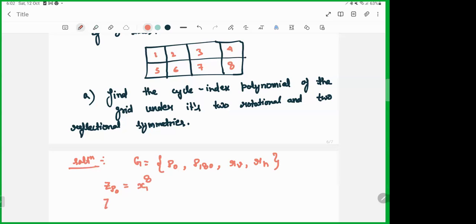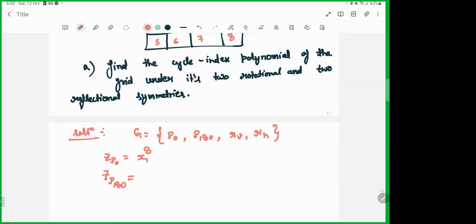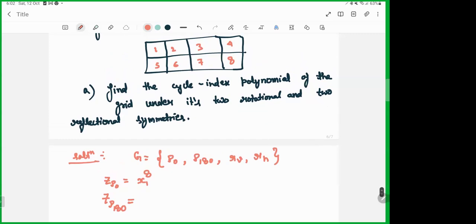What is Z of rho 180? What will happen by rotation by 180? 1 will go to 5, 2 goes to 6, so we have four cycles of length 2.